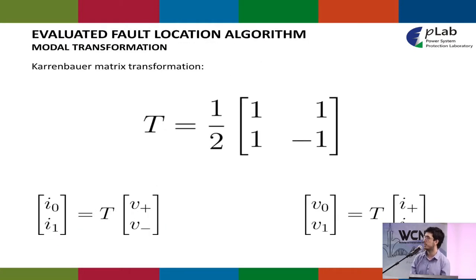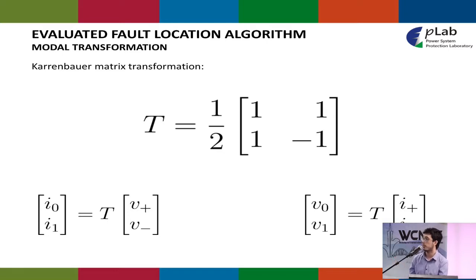Okay, jumping now to the algorithm. The first step is to decouple the system by a modal transformation. The HVDC system is analogous to a two-phase AC system in the manner of decoupling. So if we apply this 2x2 Karrenbauer transformation matrix, we can decouple the bipole into aerial and ground mode voltages and currents.